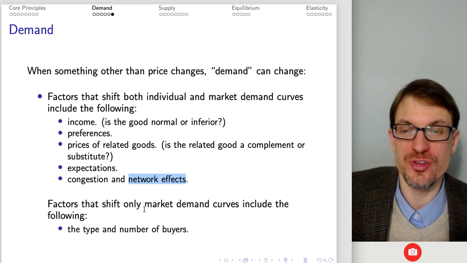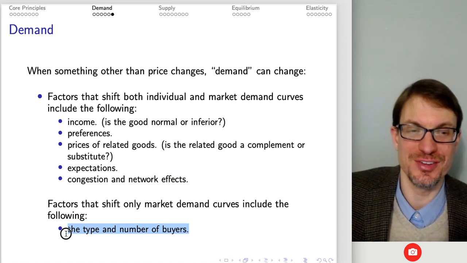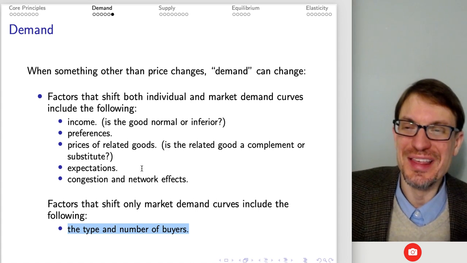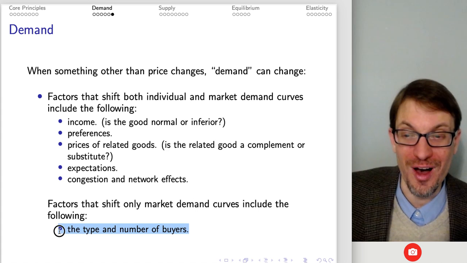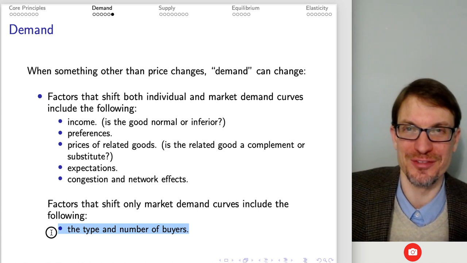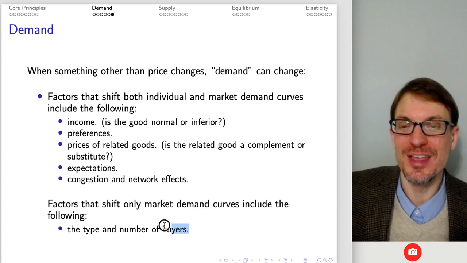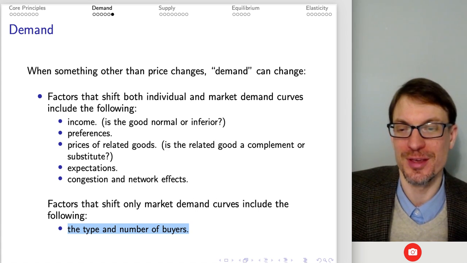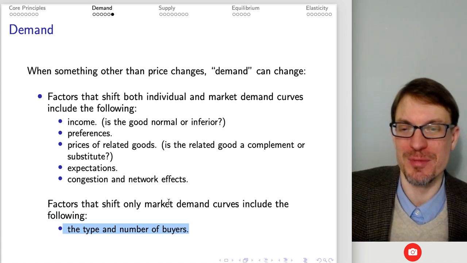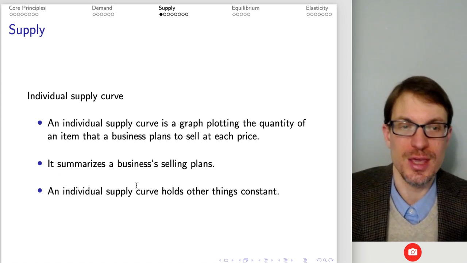Now, there are some factors that shift only the market demand curve, and this would be like the type and number of buyers. Well, wait a second here. These are shifting both the individual and the market demand curve. This is the one that only shifts the market demand curve. But that should make sense because the market demand curve is comprised of each individual buyer's demand curves, and the individual demand curve only concerns one person's demand curve, right? So of course, the number and type of buyers isn't going to shift the individual demand curve. All right, so individual supply curve.